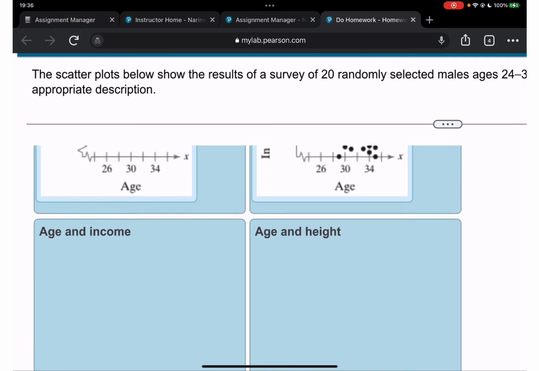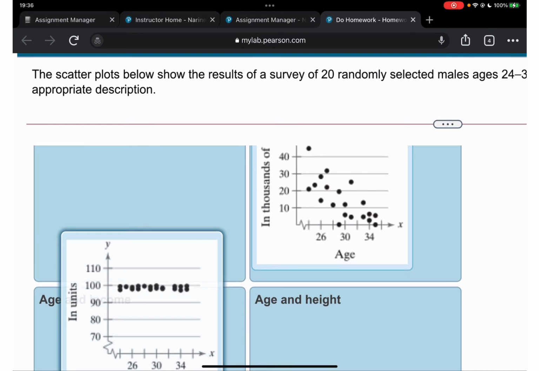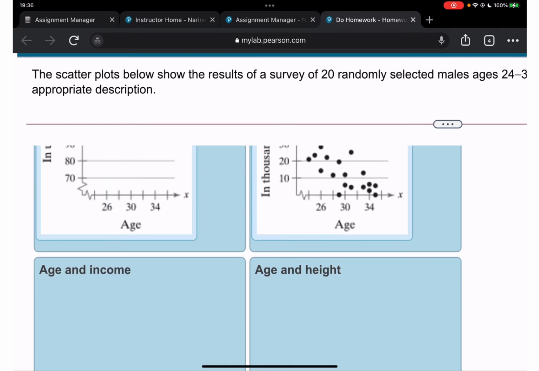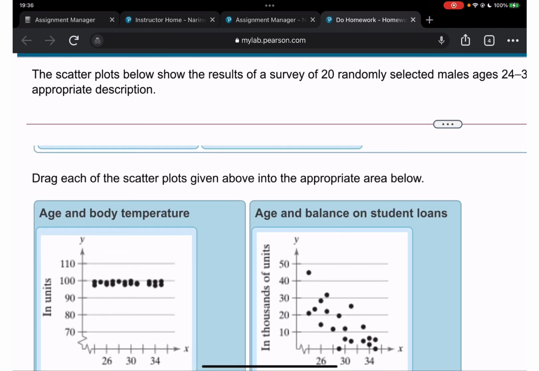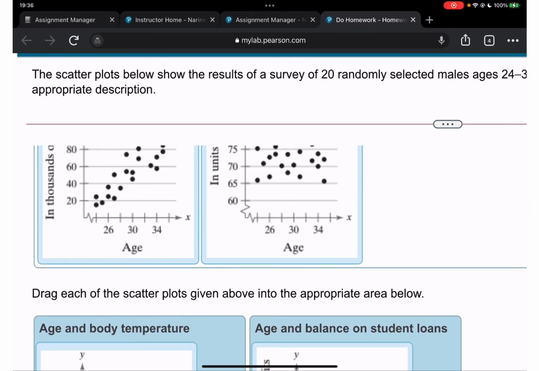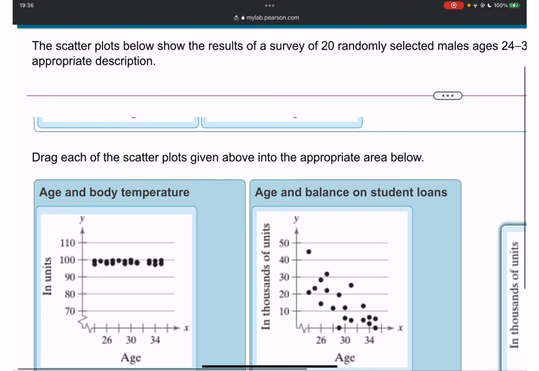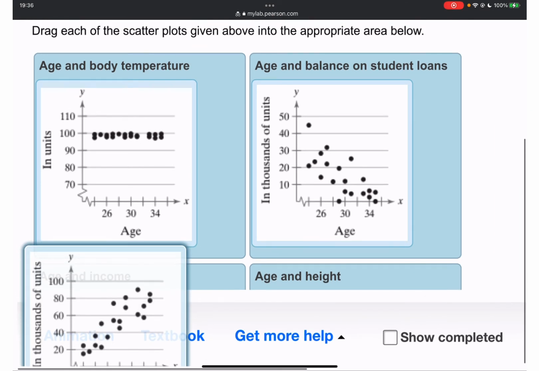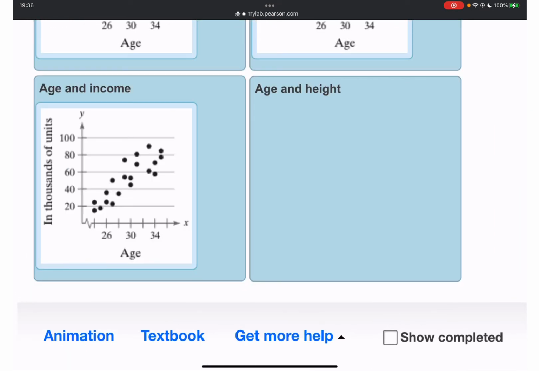Okay, what do we have next? Age and income. Now this is going to be a positive correlation, right? Strong positive correlation, because as you are aging, you are gaining experience, right? It's going to be this one. Let me see. Here we go. So as you are growing your experience, it's going to become directly proportional, which is a strong correlation.